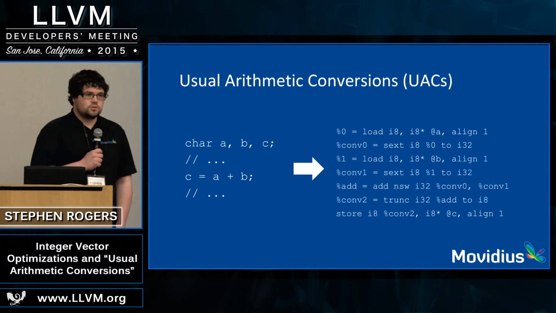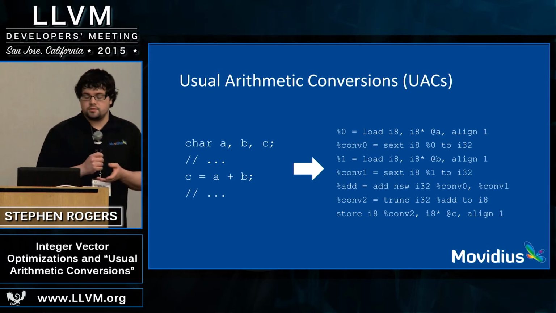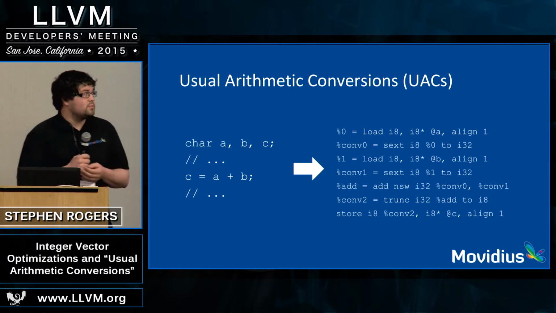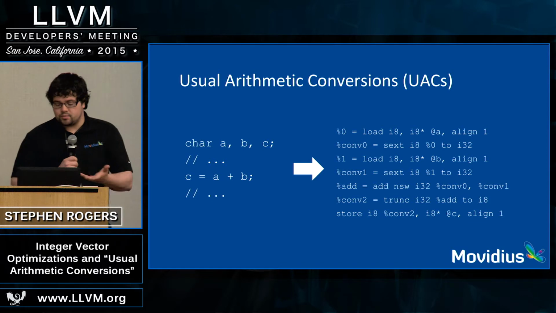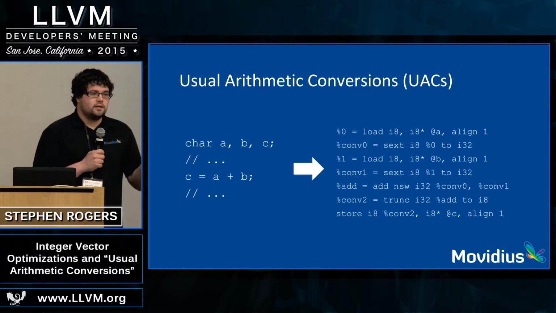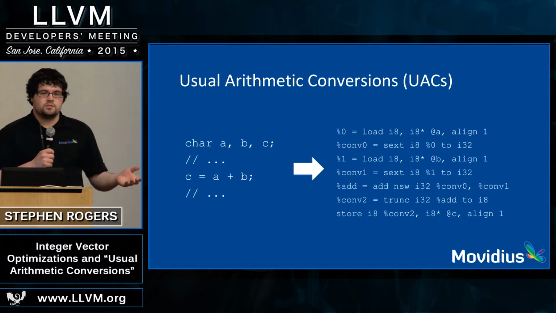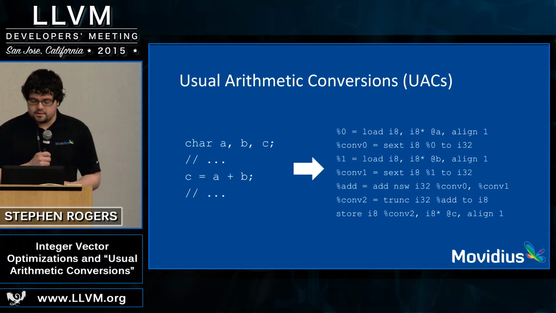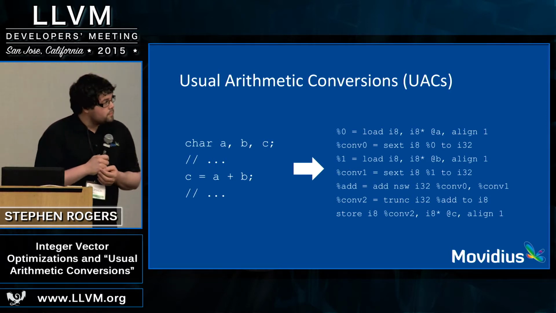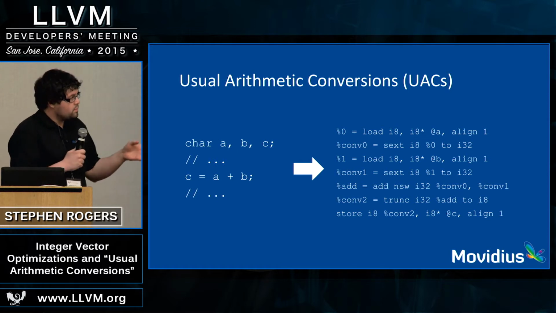In C and C++, when you perform an operation on variables of type char or short, they're automatically promoted to type int for the operation to be performed. So in this example here, the chars A and B are automatically extended to i32. The add is performed as an i32, and then the result is subsequently truncated back to i8 to be stored in C. And this is exactly what you would expect from a C and C++ program.